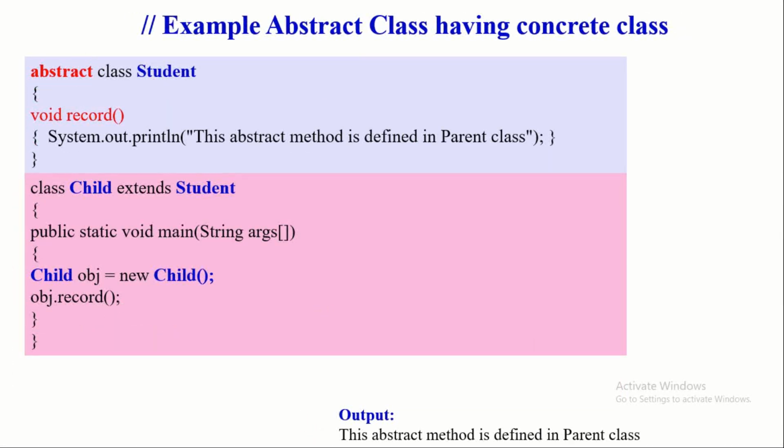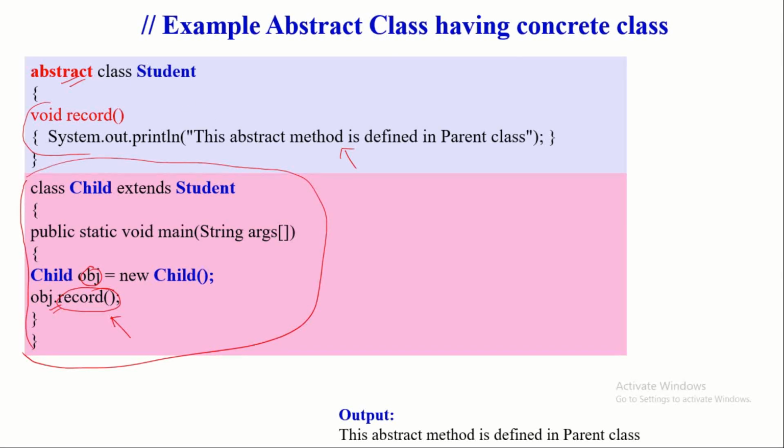Let us now take one more example where the abstract class includes the concrete method and the child class does not redefine the concrete method. You can see the child class does not redefine the concrete method. So when the object is created and with the help of the object the method is invoked, the definition which is provided in the base class, that is the abstract class, inside which the definition for record is included, that record method definition will be executed.